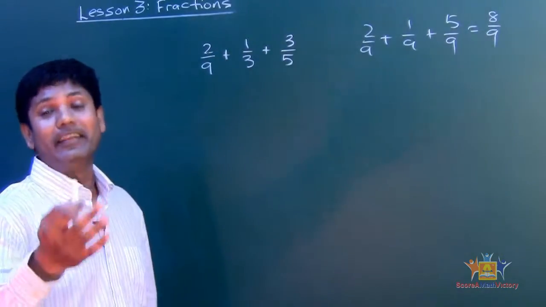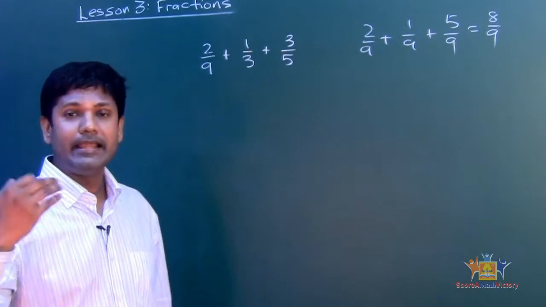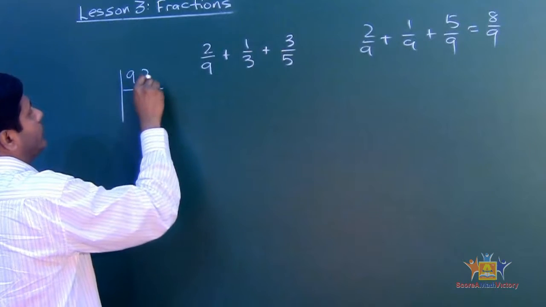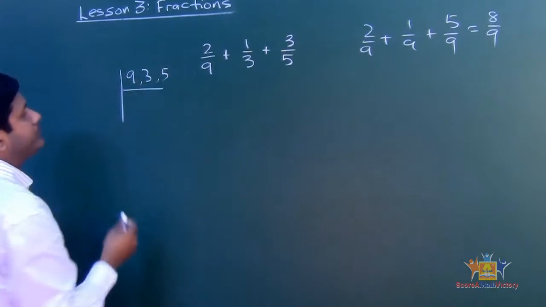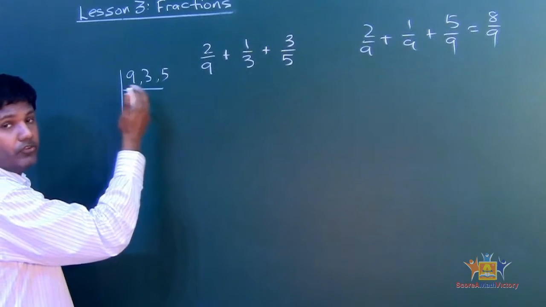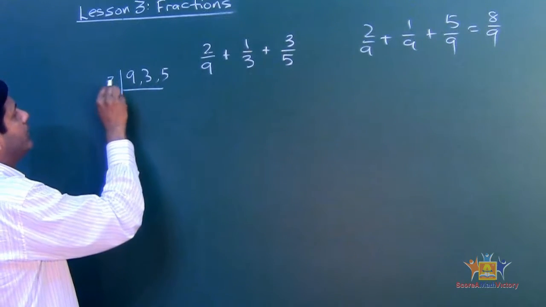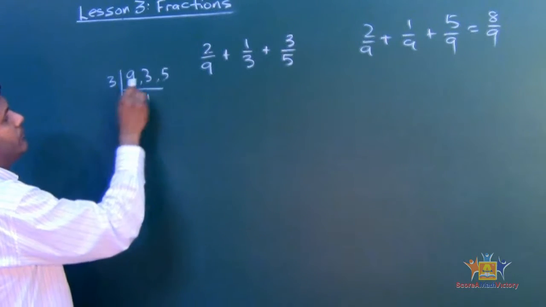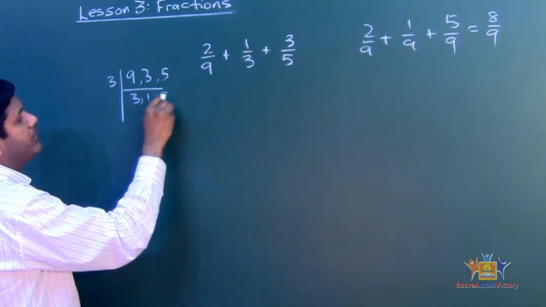Okay, what do we do? Exactly, we use the one-leg ladder method. Put the 9, put the 3, and put the 5. Start with the smallest number. In this case, all are odd numbers. The smallest I can start with is 3. 9 divided by 3 is 3, 3 divided by 3 is 1, 5 I cannot divide by 3, so I just bring the 5 down.